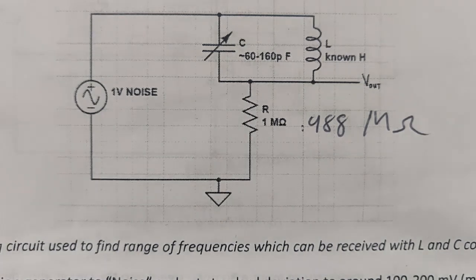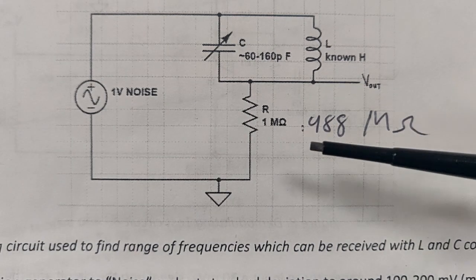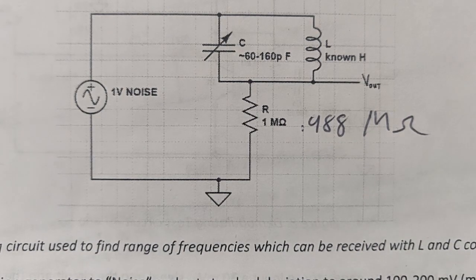I don't think it matters really, but the 1 mega ohm resistor that I'm using is actually 988, but I don't think you're going to be using it for any calculations.